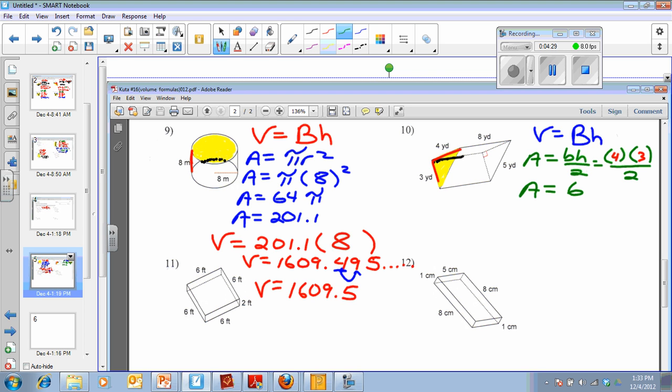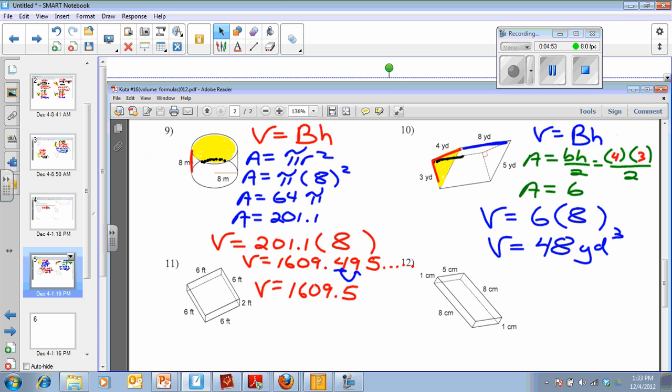Now I'm going to plug this back into the volume formula because I just found the area of the base. So my volume is going to be 6 times whatever my height is. Well, the height has to be back here. That would fill it up. So 8. And my volume would be 6 times 8, which is 48. And I should not forget units here. It would be 48 cubic yards. So let's not forget units. And I'm going to come back to the preceding problem. And let's not forget units here. 1,609.5, and that would be cubic meters.